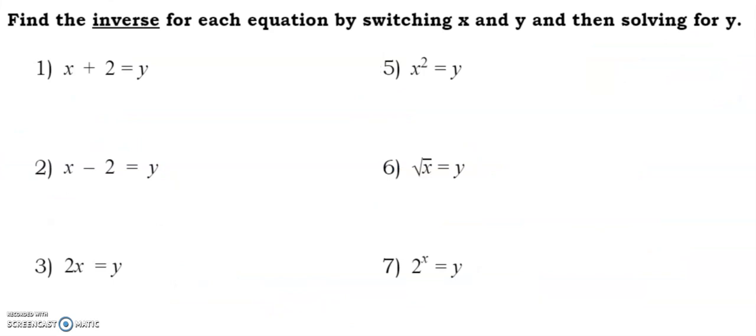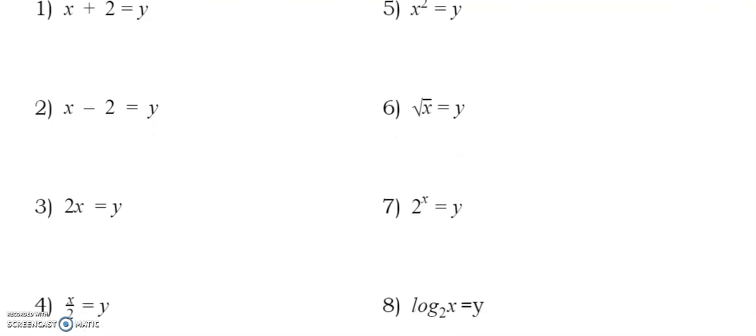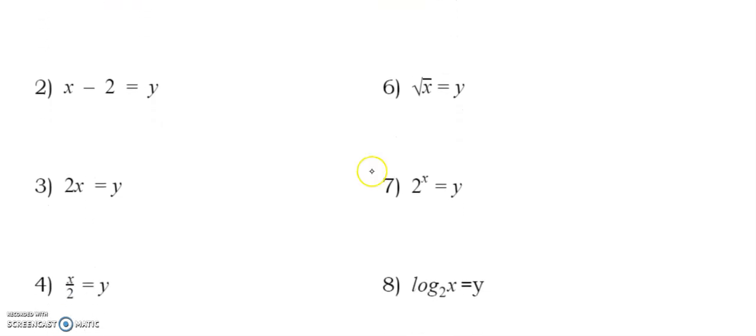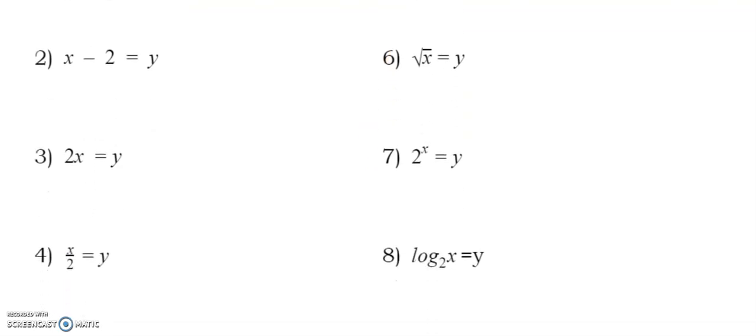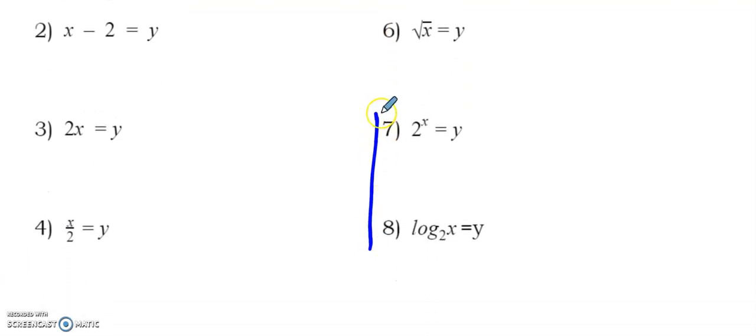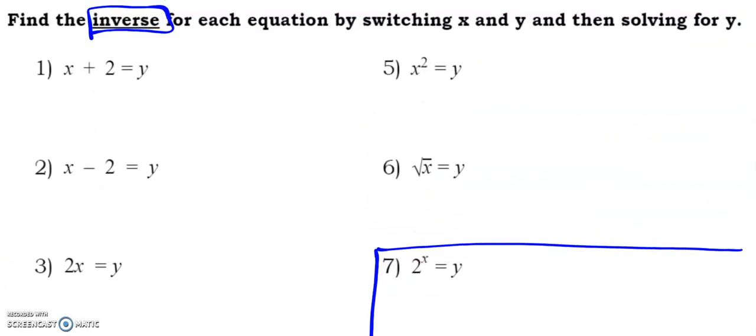All right, next section says find the inverse for each equation by switching x and y and then solving for y. Remember, those are our steps for finding the inverse. So I want you to try 1 through 6 on your own. You're going to switch your x and your y and then solve for y. Okay, so go ahead and try those. Pause your video. Come back when you're ready.